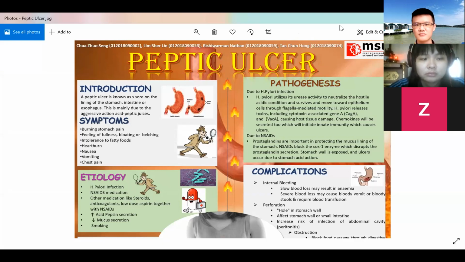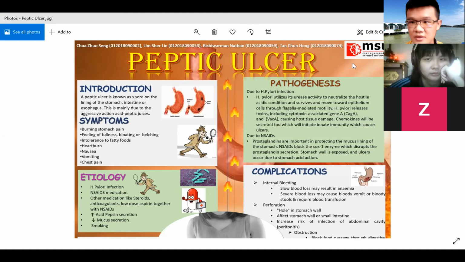So when a person is getting a peptic ulcer, you will be experiencing burning epigastric pain. You will be feeling very intolerance to some food like fatty food, and they will be feeling of fullness, bloating, or belching. It's very rare for the patient to vomit, but sometimes the patient will experience vomit of blood that is due to the bleeding inside the stomach, but it's very rare.